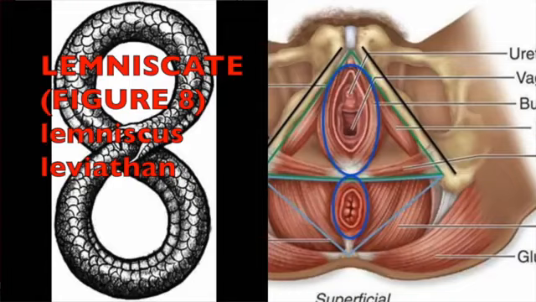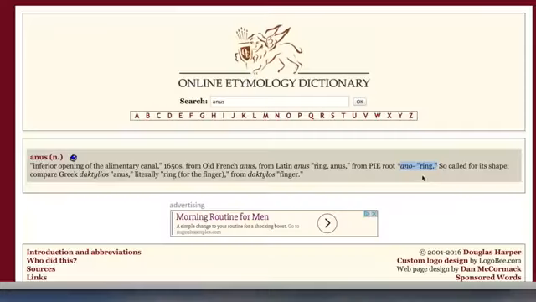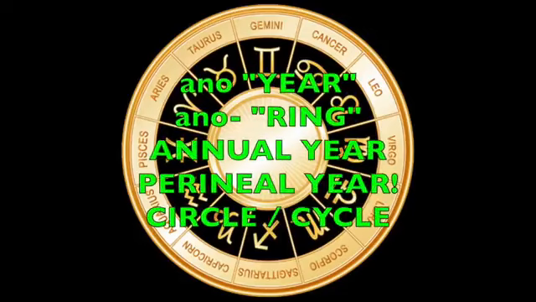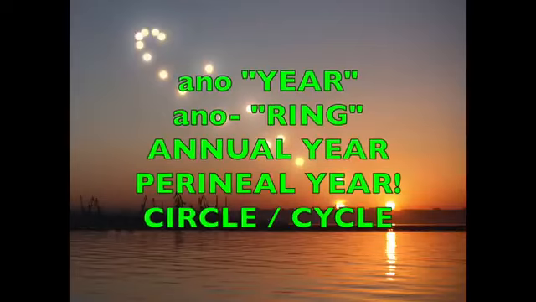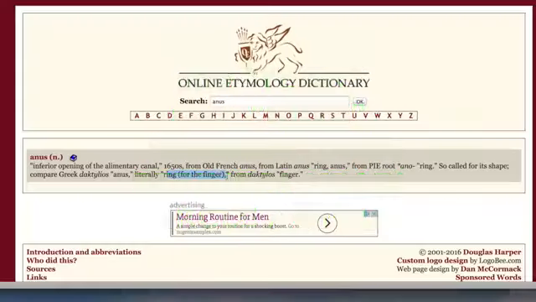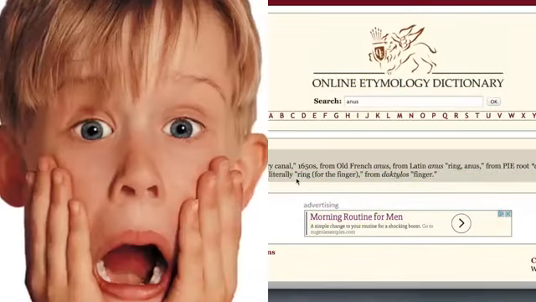This definitely went off track, but I had to put this in there because it's interesting. Oh yeah, and so when we look up anal, just to confirm this: from Latin analis, of the anus. The anus is the inferior opening of the alimentary canal. From Old French, anus. From Latin anus, meaning a ring, from ano, ring, as in analemma. So called for its shape, compare Greek dactylios, anus, literally ring for the finger. Dactylos, finger. So the anus is literally the ring for your finger.